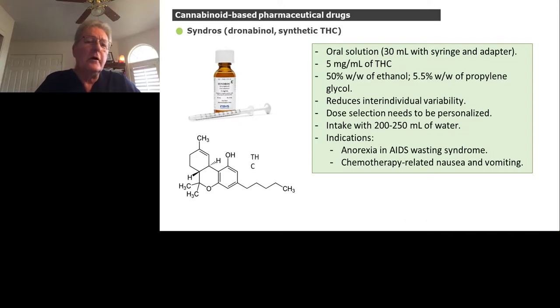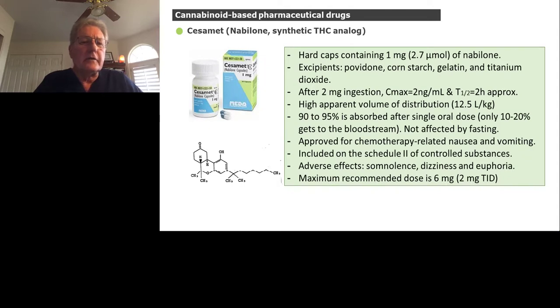Here's another formulation of dronabinol, which is an oral solution in an ethanol propylene glycol base. Taking a look at the first synthetic THC analog, which is nabilone, which is consumed orally as a capsule, having very similar bioavailability.